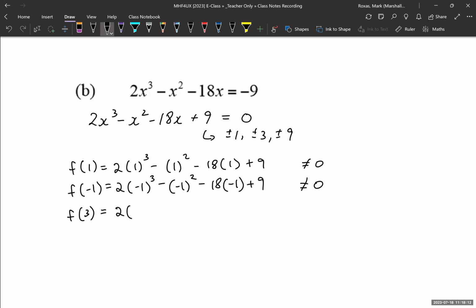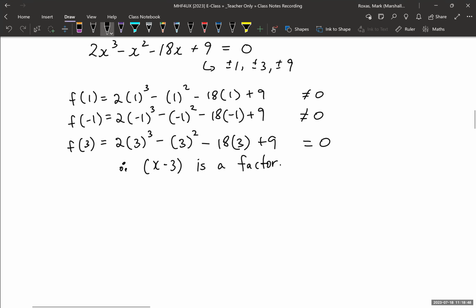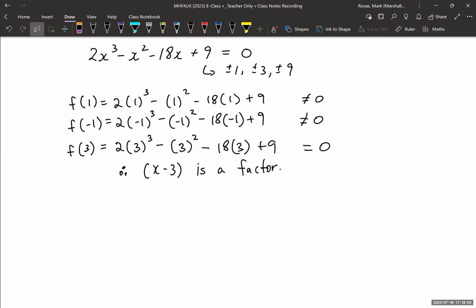So if I try that, 2 times 3 cubed minus 3 squared minus 18 times 3 plus 9, well, that turns out to be equal to 0. Okay. So with 3 satisfying the factor theorem, we can say, therefore, that x minus 3 is a factor. And having identified a factor, we can use that factor now to carry out some polynomial division to determine the remaining factors for this polynomial. So let's apply synthetic division.